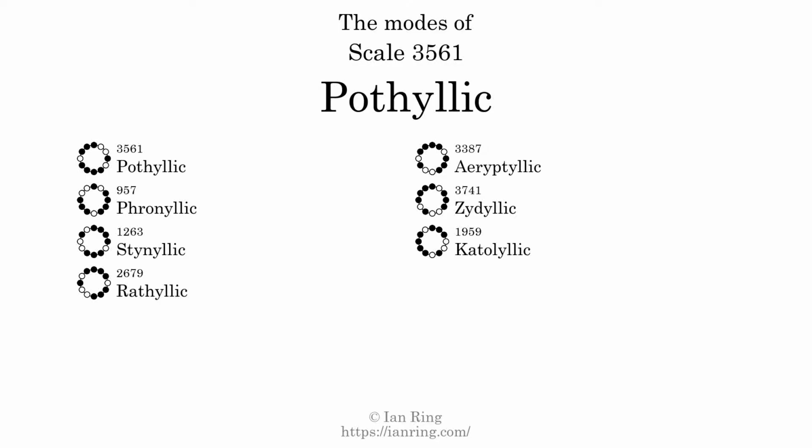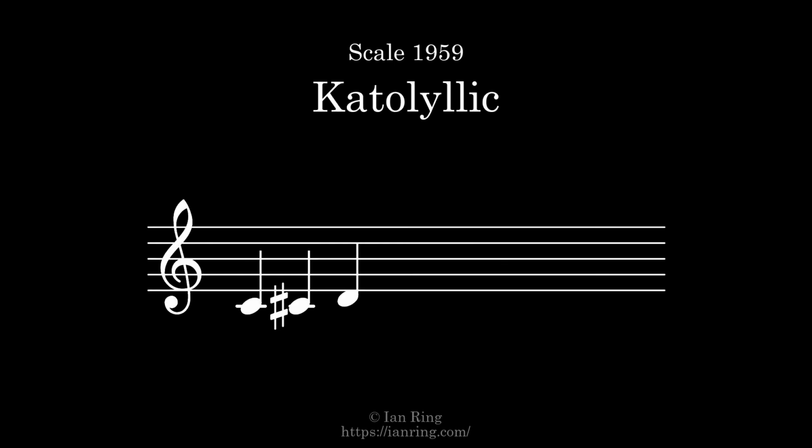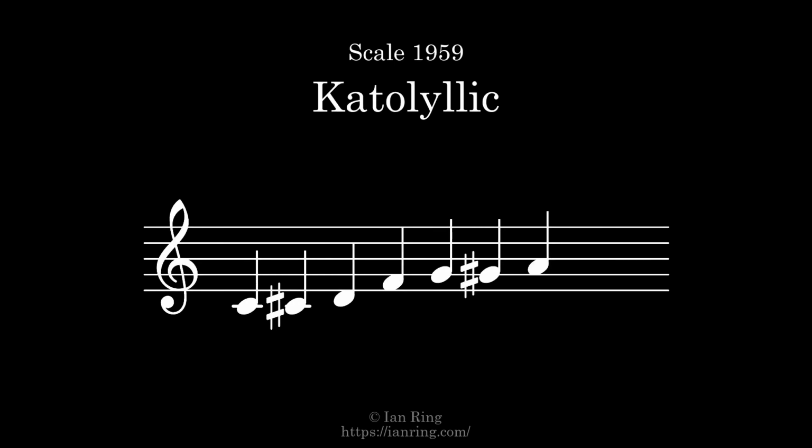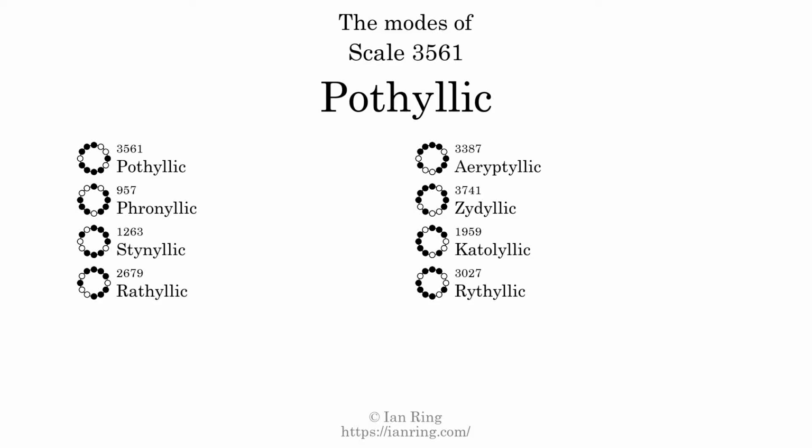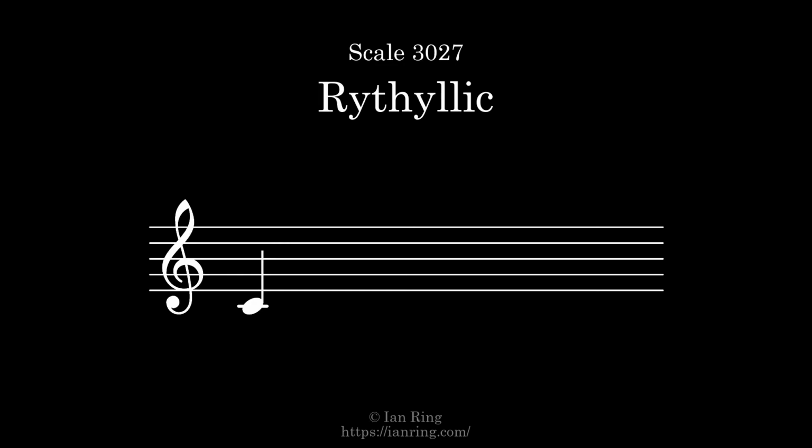The seventh mode is scale 1959, also known as Pothyllic. It sounds like this. The eighth and last mode is scale 3027, also known as Pothyllic. It sounds like this.